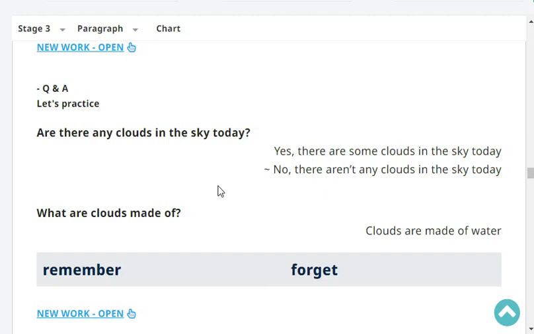Are there any clouds in the sky today? Yes or no?